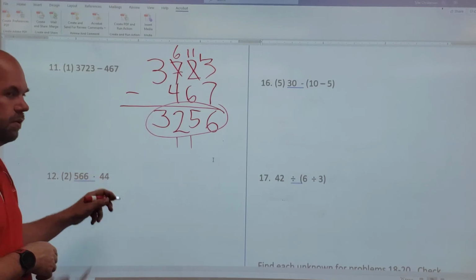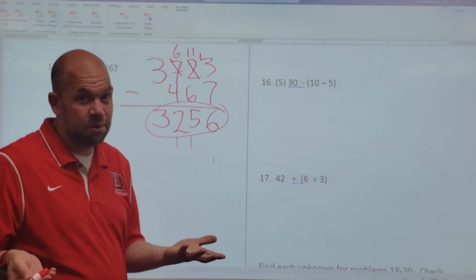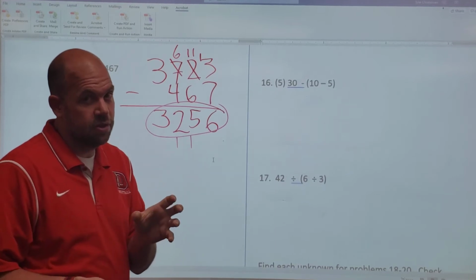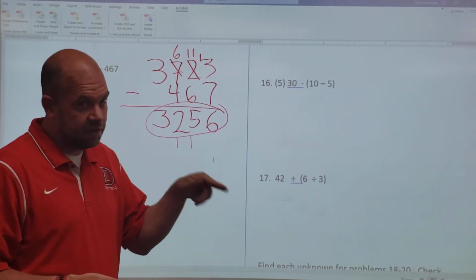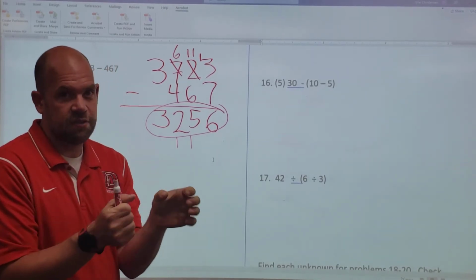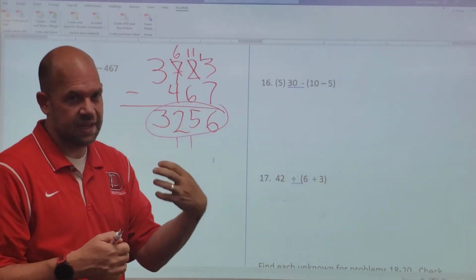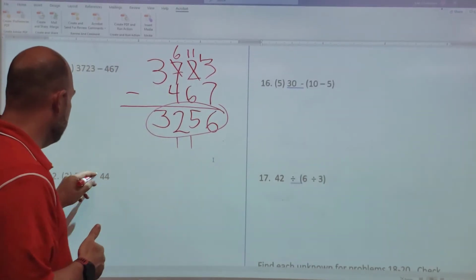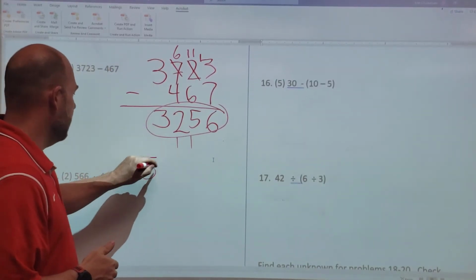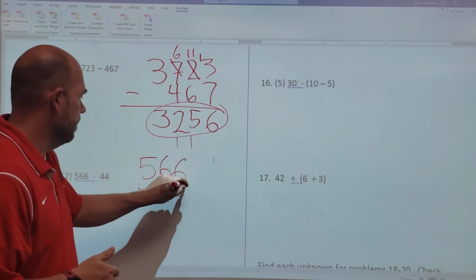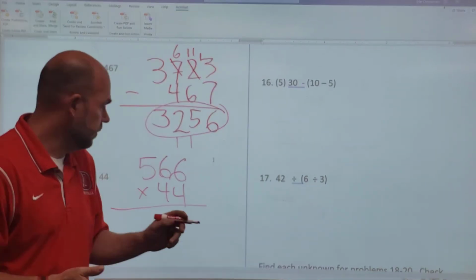On the next problem, we've got 566 dot 44. If you'll remember, dot simply means multiply. Multiply can be a number in parentheses next to another number. It can be a number, an x, then the other number, or it can be two numbers squished together. If it's like an unknown value, like an x, it could just be 5x, and that means multiply. But this dot also means multiply. So we've got 566 times 44. So I'm just going to rewrite it that way so I can solve it.